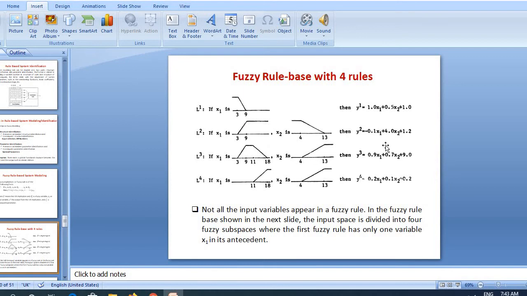This is one explanation. I think it is self-explanatory. All the rules may not have all the input variables. Look here, the first rule has just one input variable. It can also happen. So this is just a refresher of what a rule is and so on.